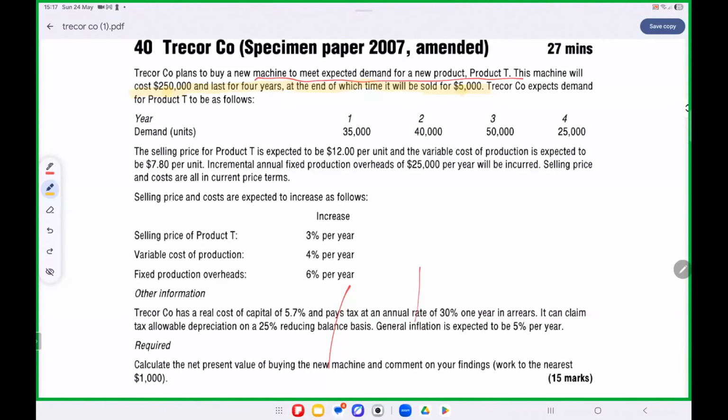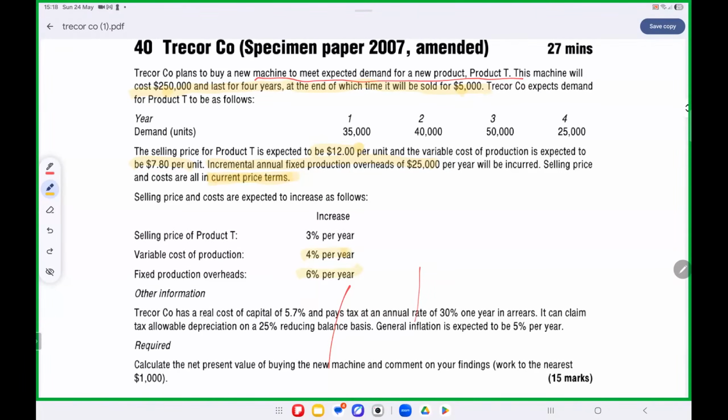Tracker Company expects the demand for product T to be as follows. You can see years 1 to 4, you can see the demanded units there. The selling price for product T is expected to be 12, and the variable cost is expected to be 7.8 per unit. Incremental annual fixed costs of $25,000 per year will be incurred. Selling price and all costs are in current price terms. Selling price and the costs are expected to increase as follows: selling price will go up every year by 3%, variable cost up every year by 4%, fixed production overheads up every year by 6%.